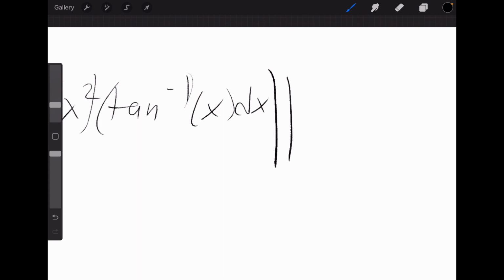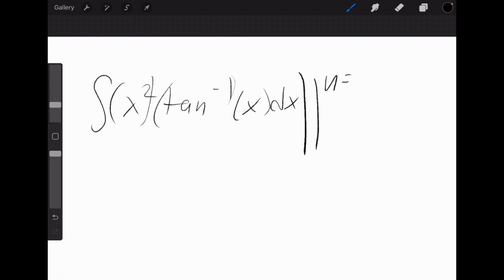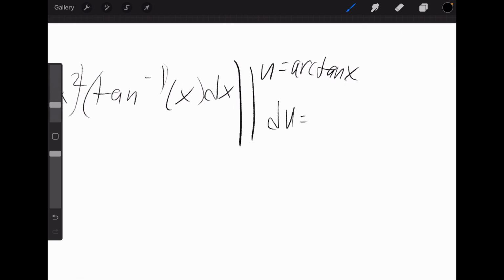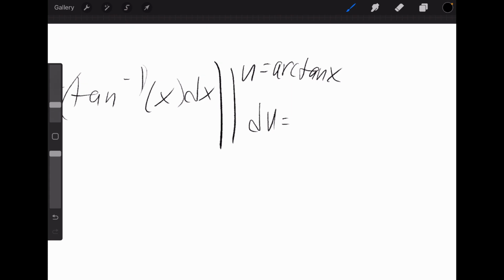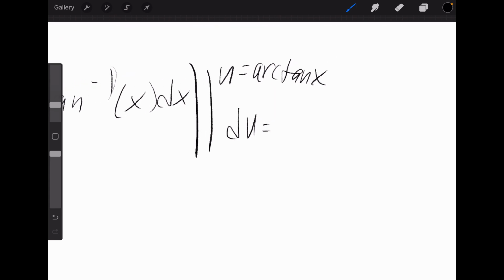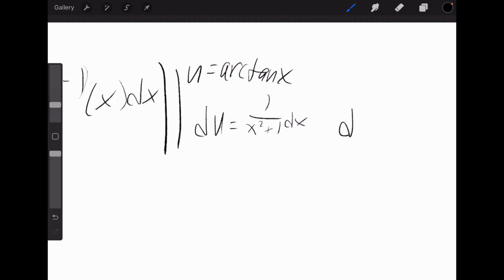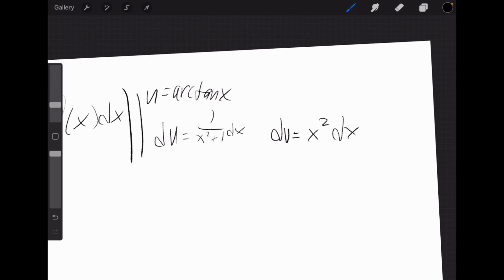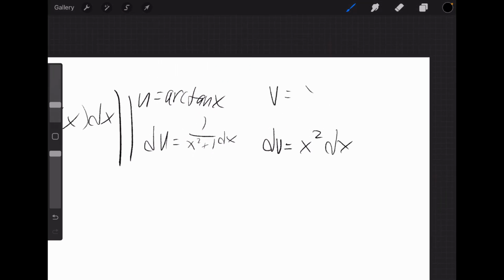So in this case, u is going to be following LIPET. U is going to be inverse tan. So we're going to write arctan of x for u. And then du is going to be the law for the derivative of arctan, which is 1 over x squared plus 1 dx. And then dv is going to be x squared dx. And then v is going to be x cubed divided by 3.